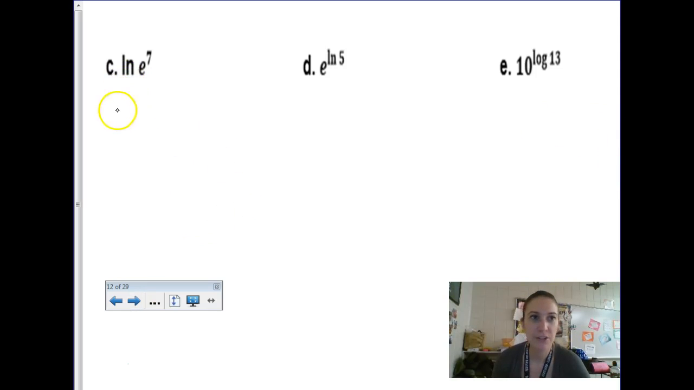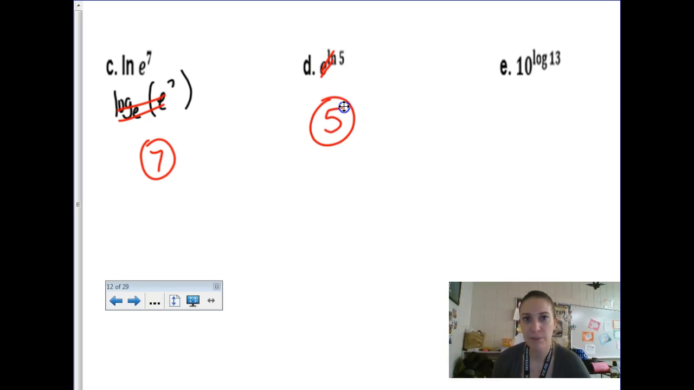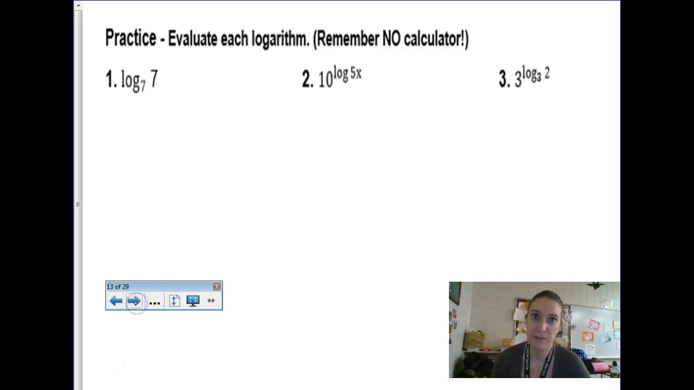All right, here the natural log is the same thing as a log base e. So one of the properties of logarithms and exponentials is that if your bases match, they just cancel out each other, and then the 7 would drop down. Same thing here, the e and the natural log would cancel, and the 5 would drop down. And then here, remember log with nothing written as a base, we assume it's base 10. So 10 and the common log will cancel, and a 13 just drops down. Those are my favorite log problems.